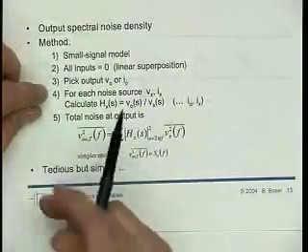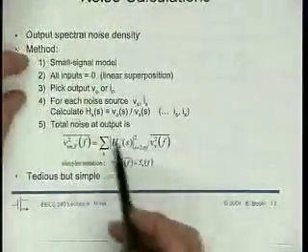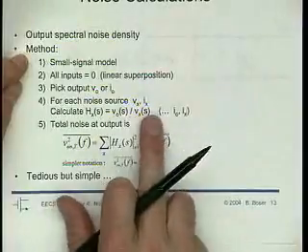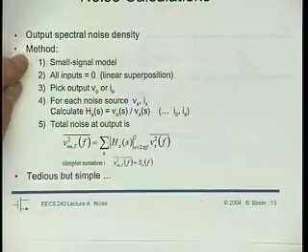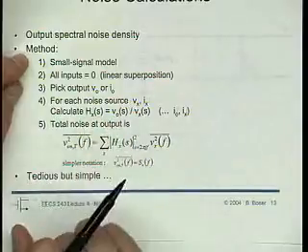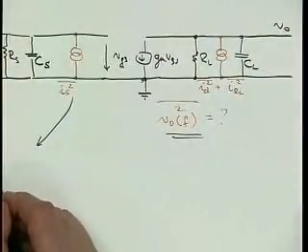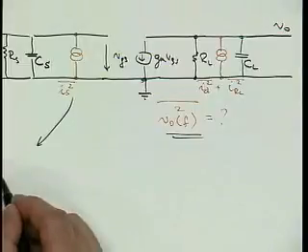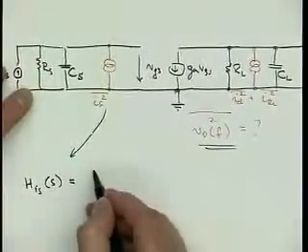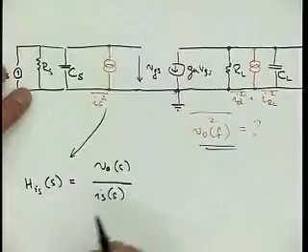Then we have to pick an output. We need to know what we want to calculate. We did that already, the output here. And now it gets tedious. For every noise source, that could be a voltage or a current noise source, we have to calculate the transfer function from that noise source to that output. So, for example, for this one here, we have to calculate what is H, let's call it H IS of S, equal to V out of S over IS of S, right?